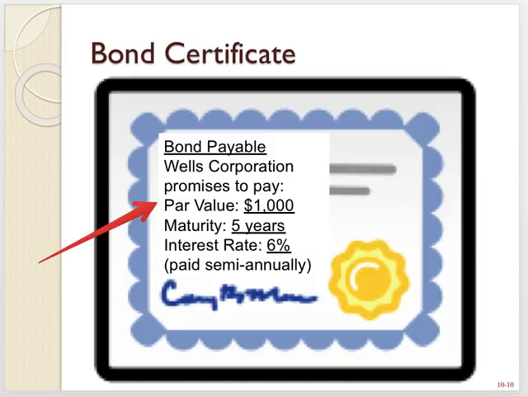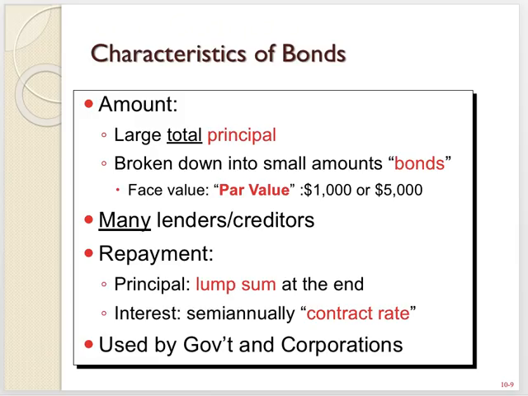And there's, of course, going to be several of these certificates, and each different bondholder is going to hold that certificate and get that promise. So another characteristic then is that there are many lenders or creditors, or like I said, we call them bondholders. And then let's talk about the repayment structure of this loan.